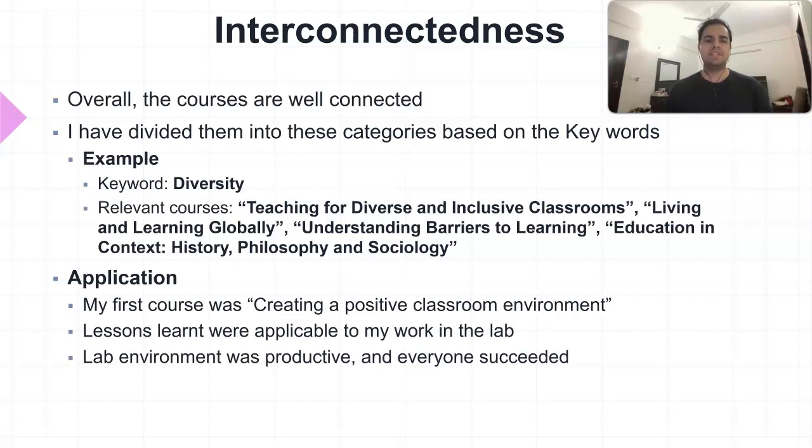And in terms of the application, the first course that I took was creating a positive classroom environment. Even though I was taking it from a teacher's perspective, the best thing from that course was that I was able to learn about different personality types and how a single strategy does not work with everyone. This approach really helps me in working in the lab with my fellow lab mates, who were other master's and PhD students. Overall, the lab environment, as a result, was very productive, and we were all able to successfully obtain our degrees and publish good science.